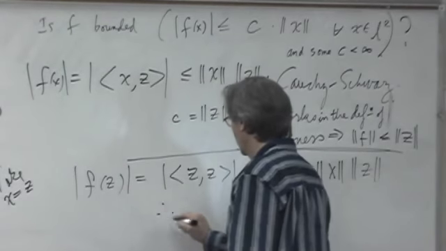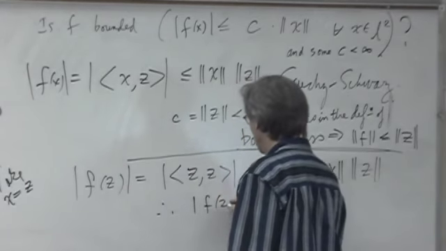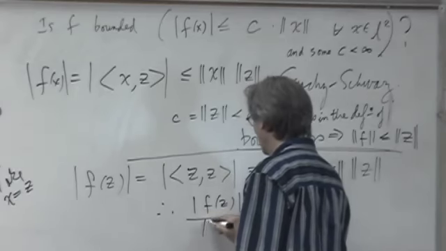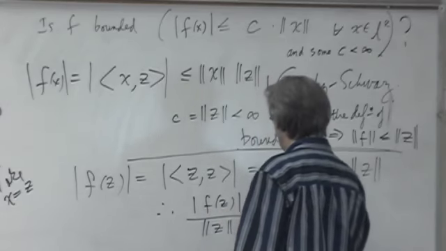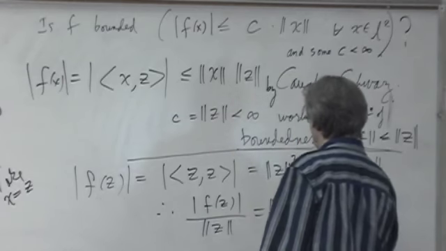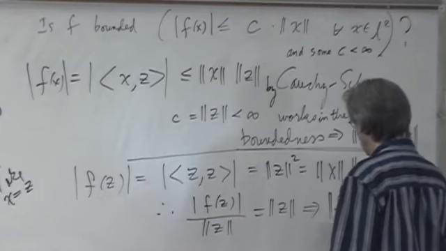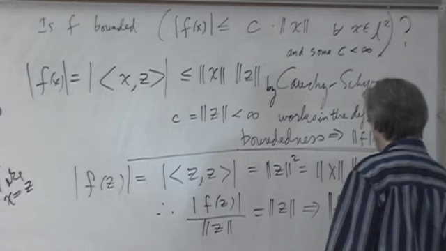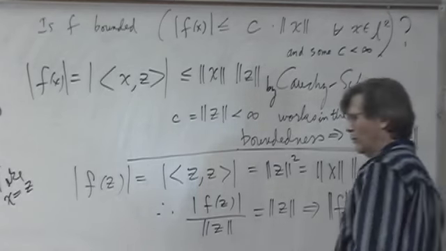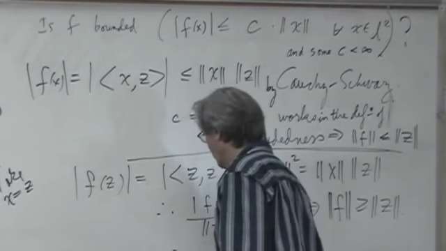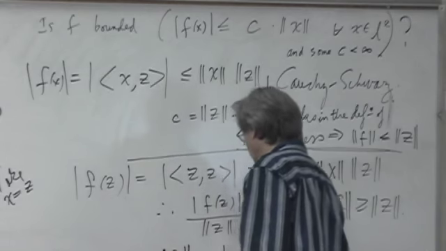Therefore, since f of z divided by the norm of z is equal to the norm of z, this implies that the norm of f is greater than or equal to z. Therefore, the norm of f is equal to the norm of z.